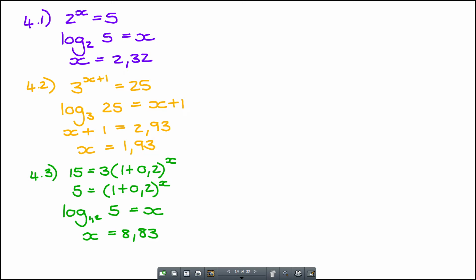Now, listen, this bracket, I had 1 plus 0,2. You may add them together. You will see here at the bottom, I use 1,2. I could go and add because everything in that bracket will be to the power of x. Are you right? Okay.